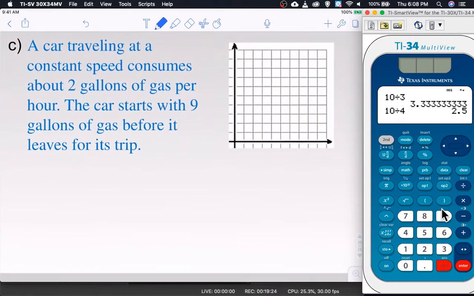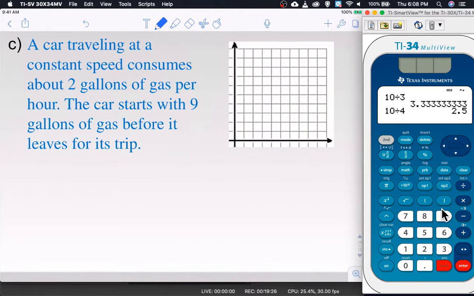If you could please, could you pause the video and try this letter C on your own? I recommend making a table. I recommend labeling your X and your Y axis and plotting points and maybe even drawing a picture of stuff. Okay, so go ahead and pause it and do this one right now.